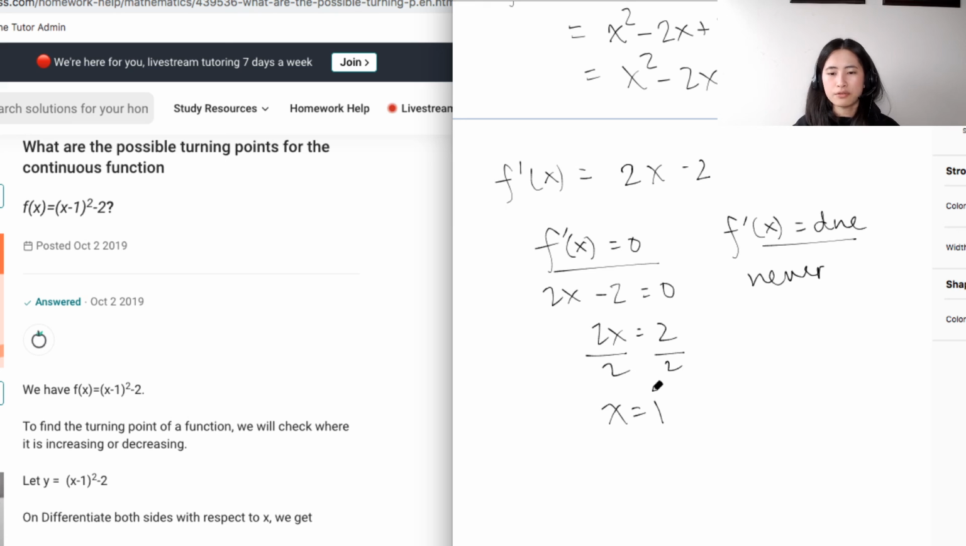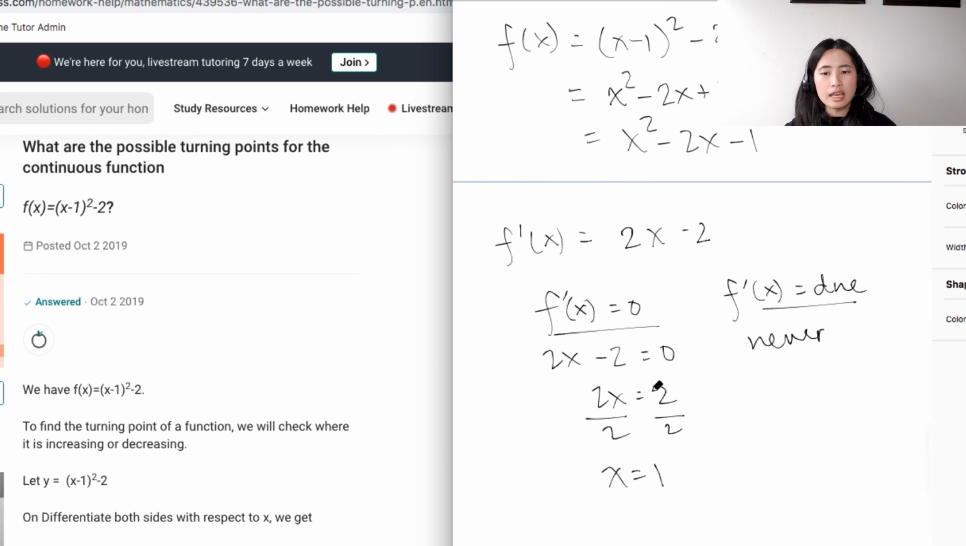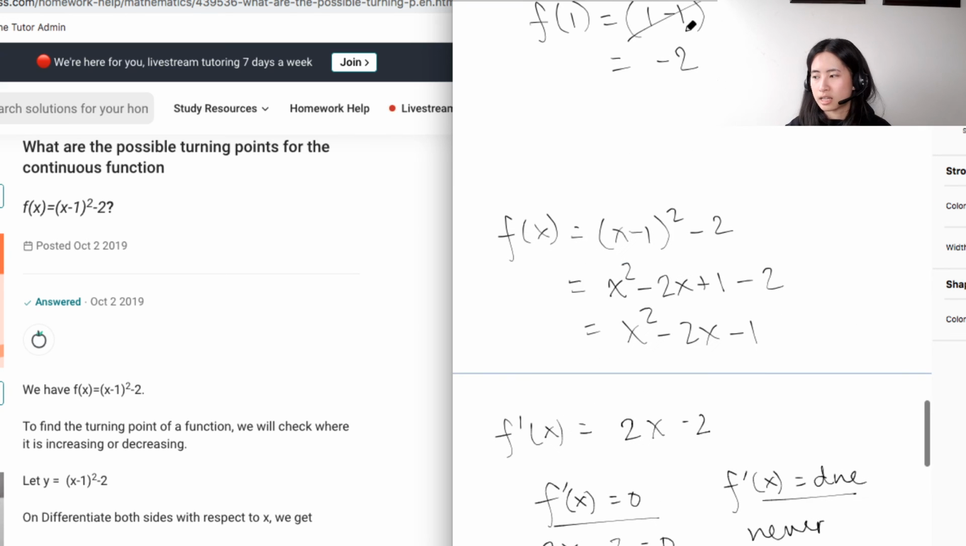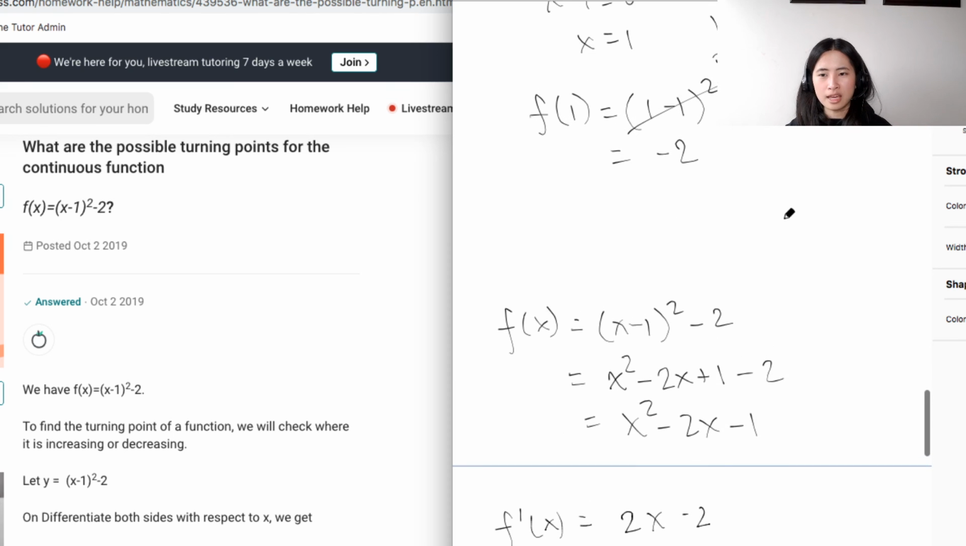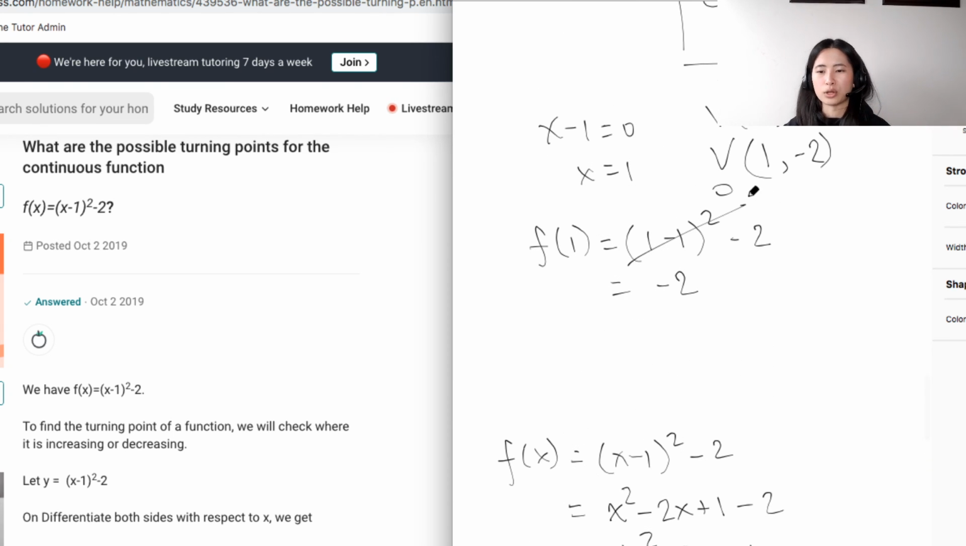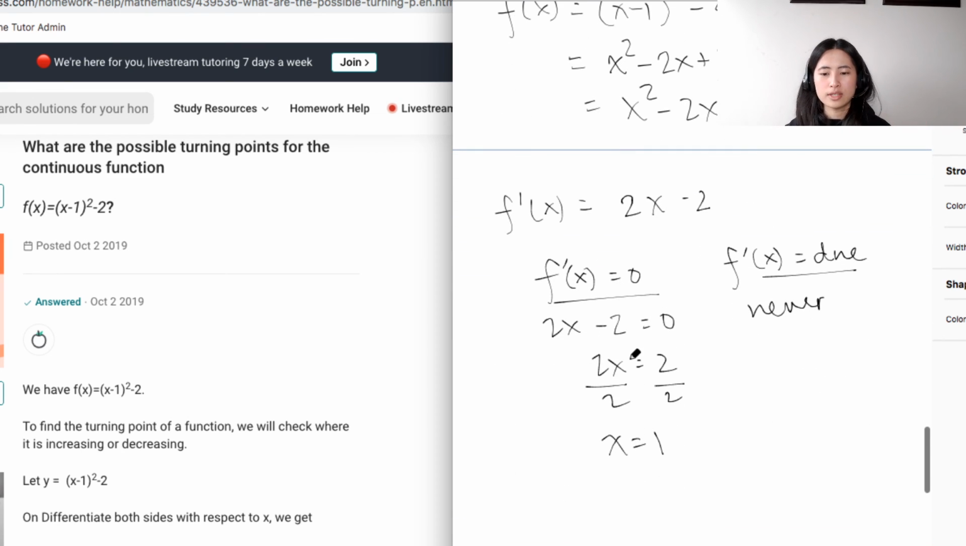Okay, what the first derivative tells you is basically your local minimum and your local maximum. So we know that x is equal to 1. Then all you have to do is go back to your f of x and plug 1 into your equation. Similarly, you're just going to get -2, 1 minus 1 squared minus 2. You're just going to get -2, which is the exact same thing as your vertex just by looking at it. So your first derivative tells you your local extremas. So that's why we're solving for the first derivative.